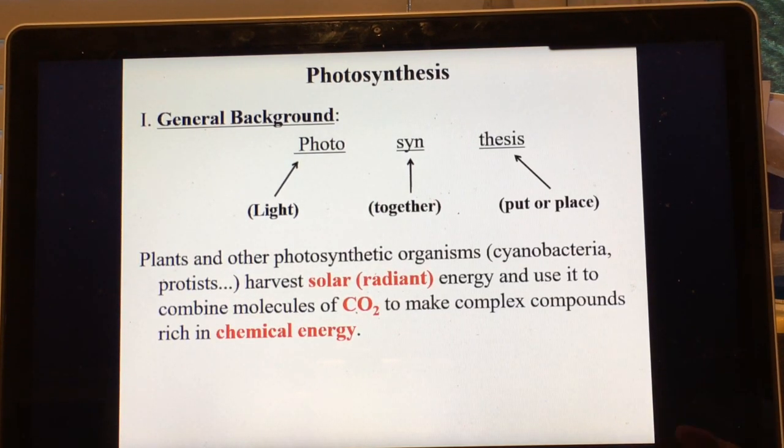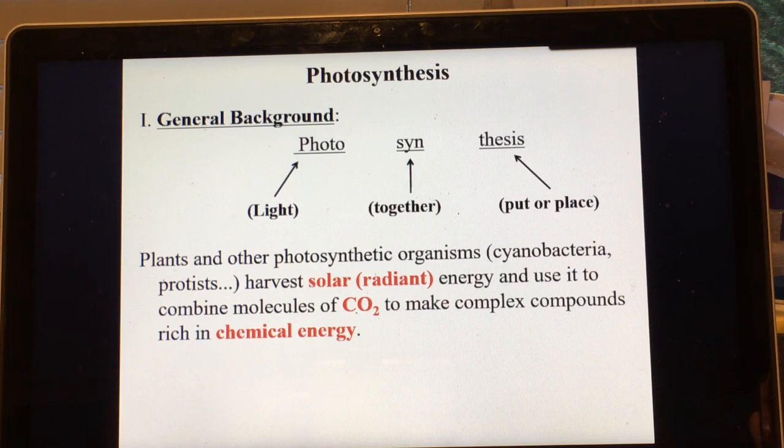So plants, predominantly plants, and other photosynthetic organisms like blue-green algae, also known as cyanobacteria, and protists, which include many different types of algae, harvest solar or radiant energy from the sun and use it to combine molecules of carbon dioxide to make complex carbohydrates. And those are rich in chemical energy. So the idea is we're converting solar energy into chemical energy. And chemical energy is the form of energy that living things need in an ecosystem. So these are our producers.